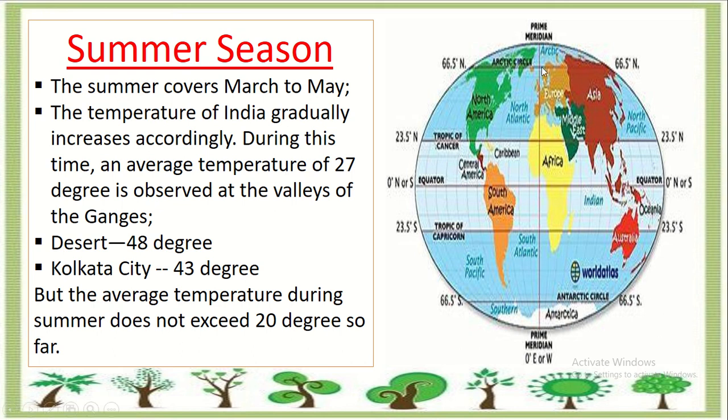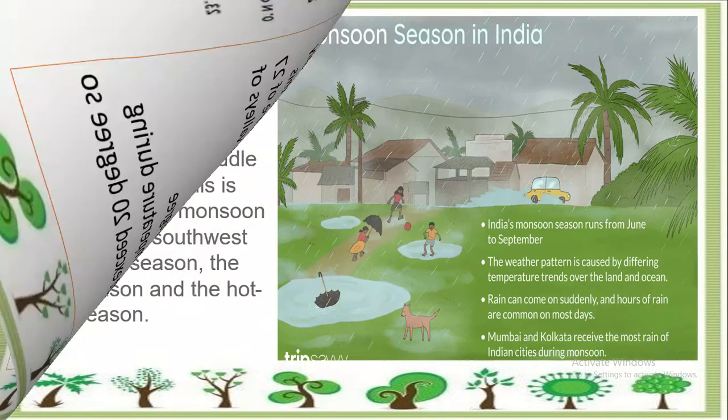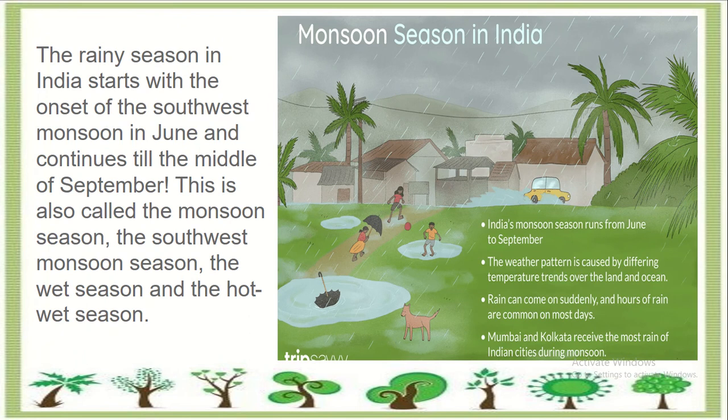And this location about this circle you know very well. So follow here, according to this annual motion, the season change occurs all over the world. Next we will know about the rainy season or monsoon in India.